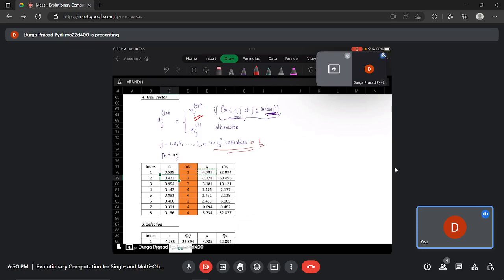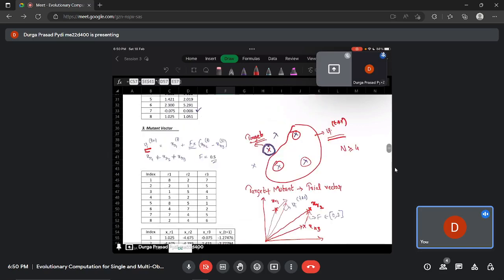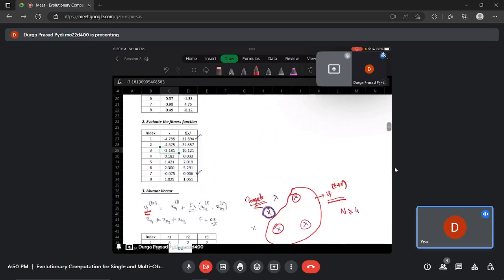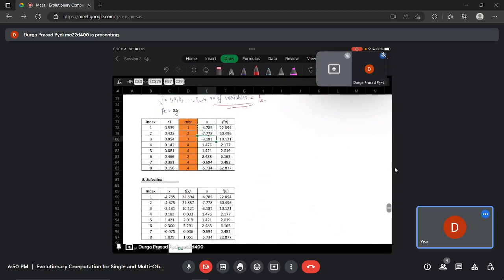We do this similarly. If you see here 0.954, this is greater than 0.5. So for the third index we have to choose the original value, which is minus 3.181. So we choose the original value minus 3.181. We do this continuously and we will get all the values of u. Then we update the functional value and evaluate the fitness for all these values. The next operation is selection.